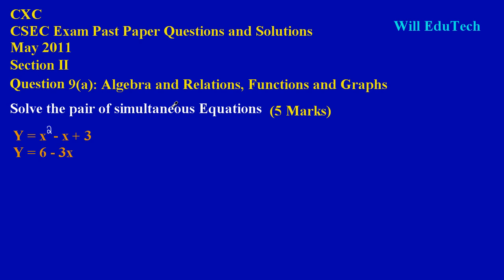Now, finally, we have reached section 2 on the May 2011 paper, and in this video, we're going to be looking at question 9A. Question 9 usually falls under the general topic of algebra and relations, functions and graphs on the syllabus, and here in part 9A, we're asked to solve the pair of simultaneous equations, which is 5 easy marks.